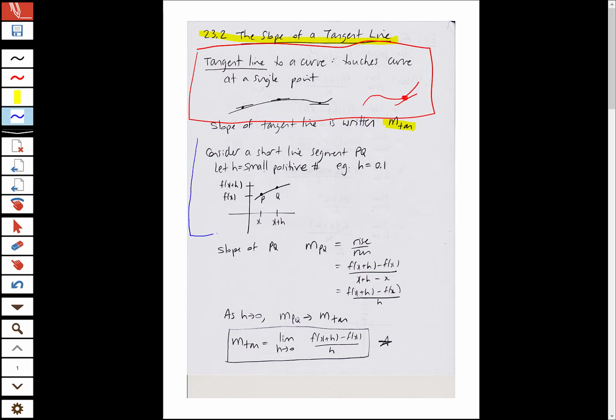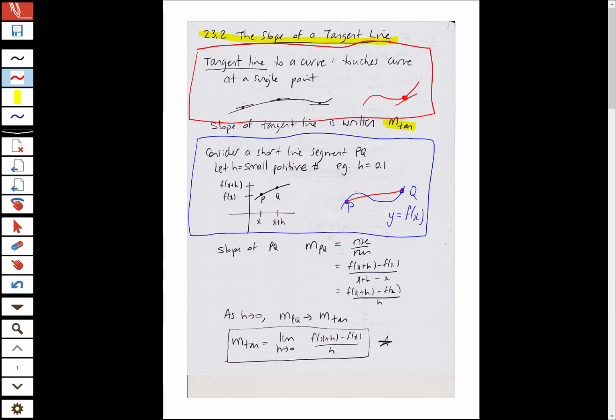Let's look at this little discussion here. Let's consider a short line segment, PQ, where P and Q are 2 points on our curve. I'm just going to draw another sketch on the side here. Let's say this is our curve, called y equals f of x. We'll take any 2 points, say P and Q, that lie on that curve, and what we're interested in is the line segment between P and Q. So there's our line segment there.